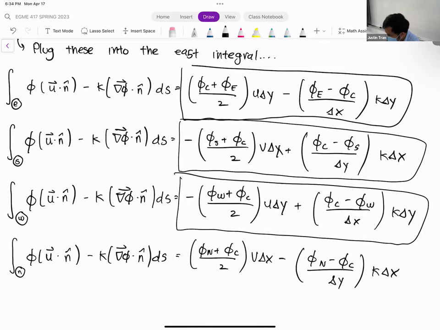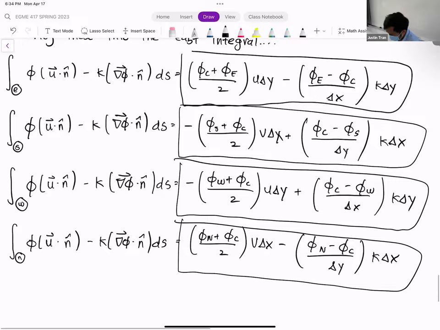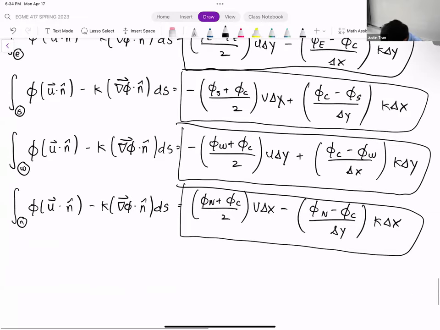I don't think we'll have time to do an example today. We'll probably save that for Wednesday. All right, any questions on these four integral equations here?